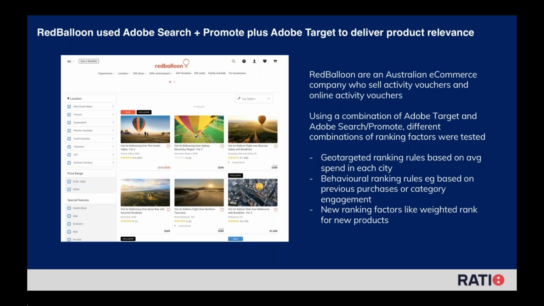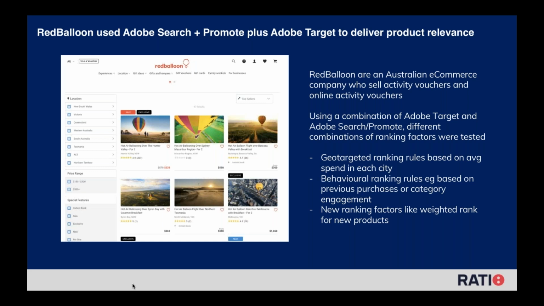Finally, we have a case study from an Australian brand called Red Balloon. Red Balloon are an e-commerce company who are selling activity vouchers and providing the ability to make online bookings for those activities, like hot air ballooning, cooking classes, and so on. So Red Balloon are leveraging not just Adobe Target, but also another product from Adobe called Adobe Search and Promote, which is a product from Adobe that lets you create an algorithm to drive how products should be ranked, as indicated by the top sellers refinement that's been made.